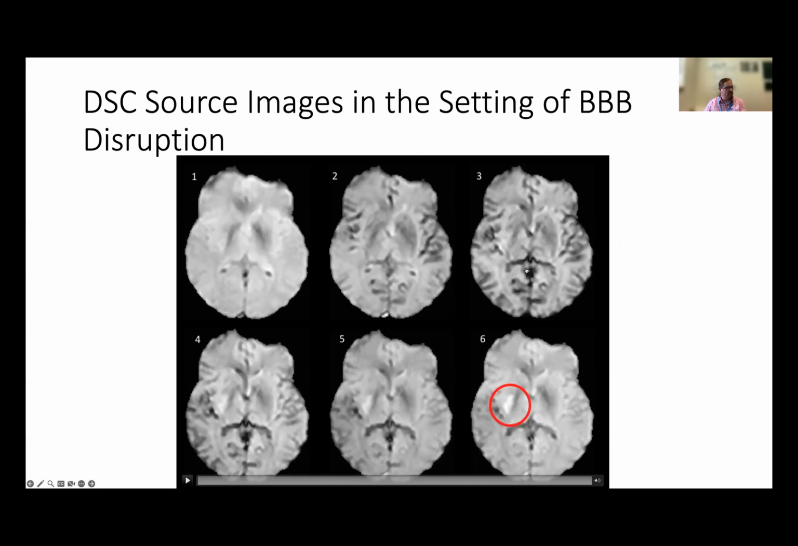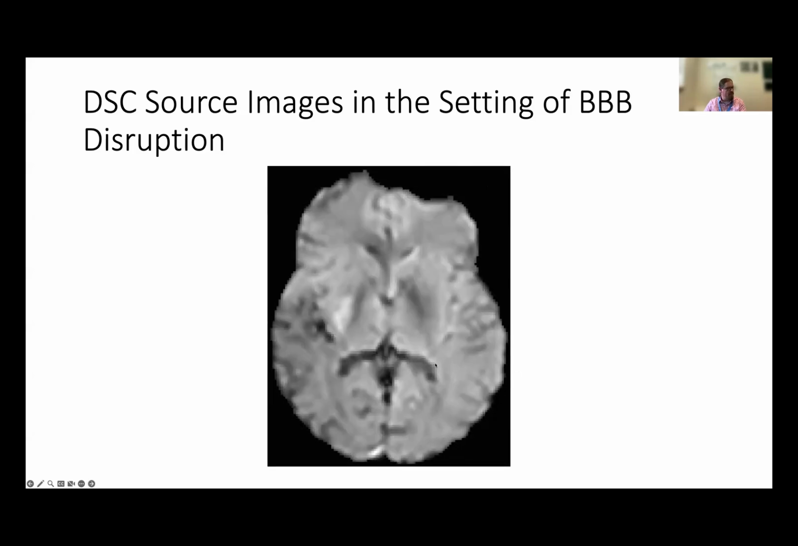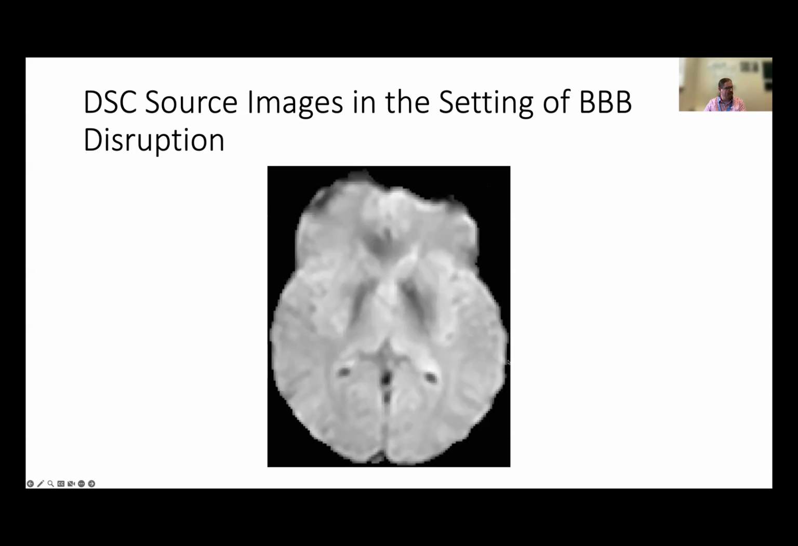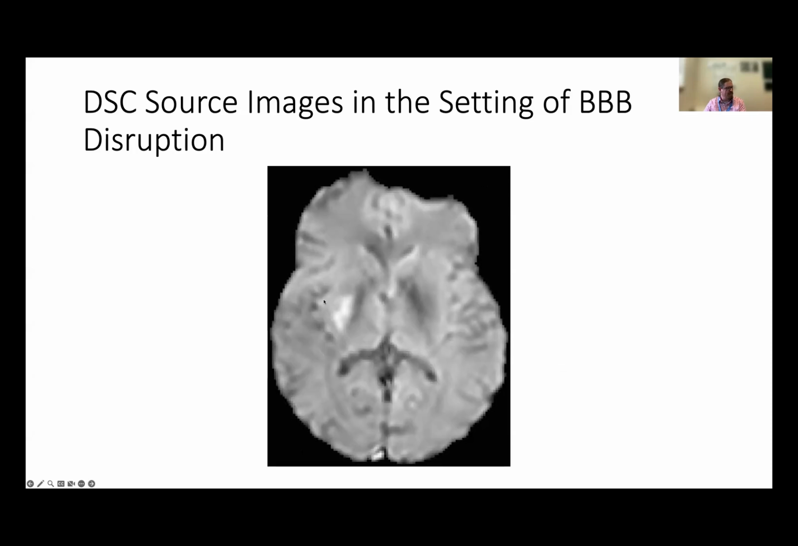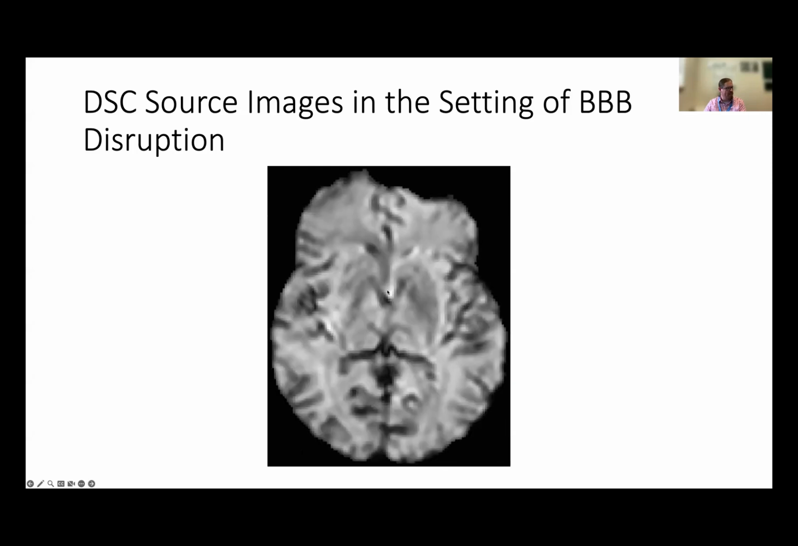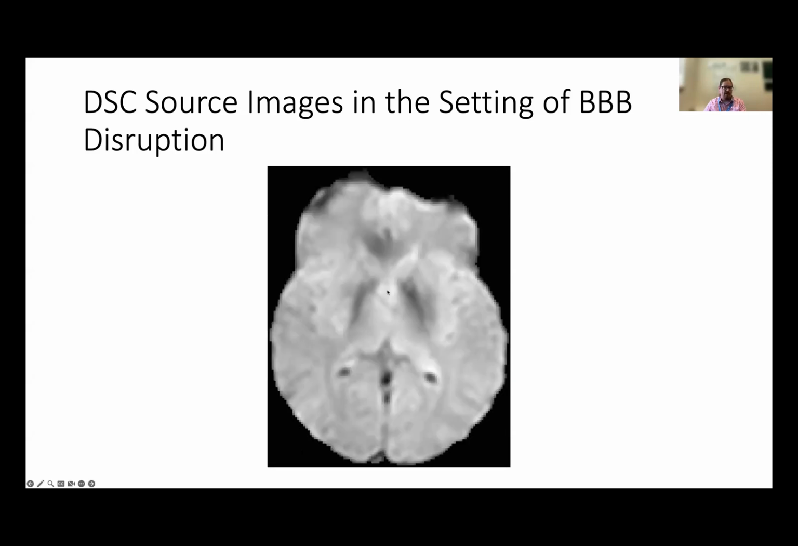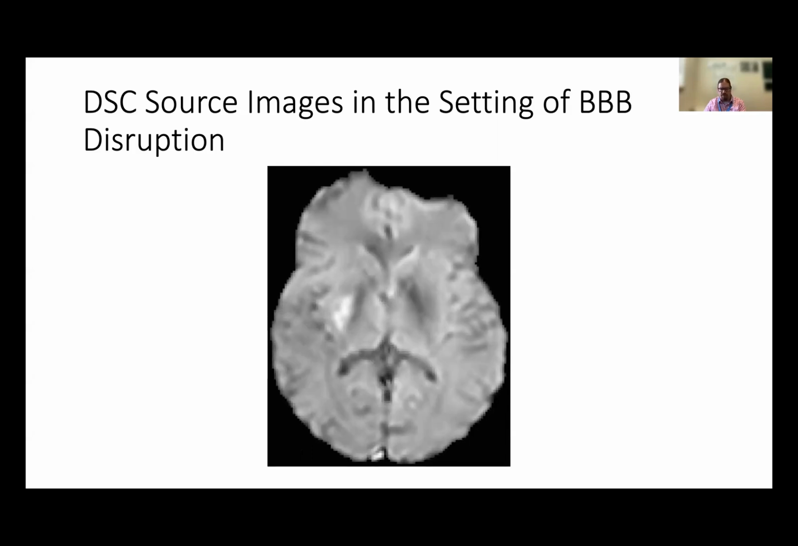So this is the perfusion source images for this patient. As we go along, you can see that the signal brightens up in the area of the injury. And this is just a video of that. As the gadolinium washes in, you can see that brightening signal. So this is a very dramatic example of blood-brain barrier disruption and how it's visualized on the source images of a perfusion scan.